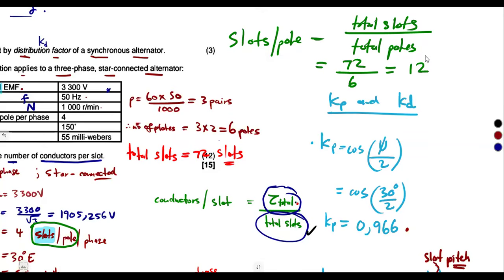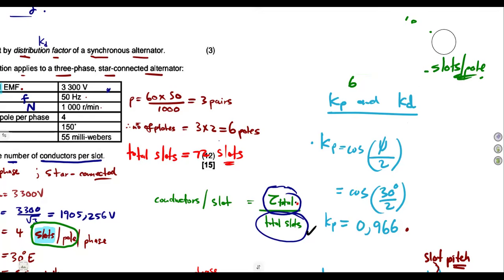Meaning to say, in our calculation, the slots per pole, we've got 12. So guys, just for the sake of revision, I want you to know that you can use any part. So let me have this. We know that our answer.